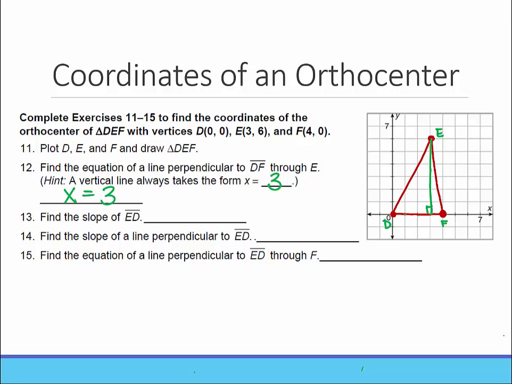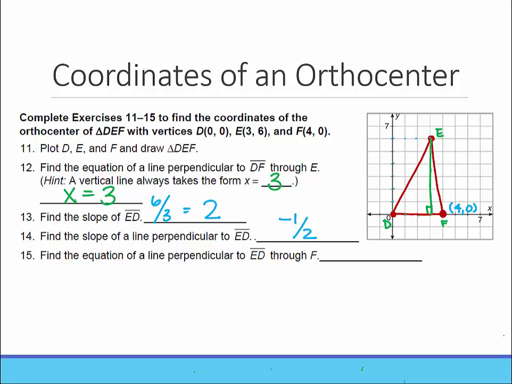And then we have to find the slope of ED, because we need to find something perpendicular to it. Because we have the nice pretty graph here, we can just count. I'm going to go up 1, 2, 3, 4, 5, 6 over 1, 2, 3. So 6/3 is the same thing as 2. And then it says find the slope of the line perpendicular to that. So remember, perpendicular lines have opposite reciprocal slopes. So instead of 2 over 1, it's going to be negative 1 over 2. So then we have to find the equation of a line perpendicular to ED through F. So we have this point here, 4, 0.